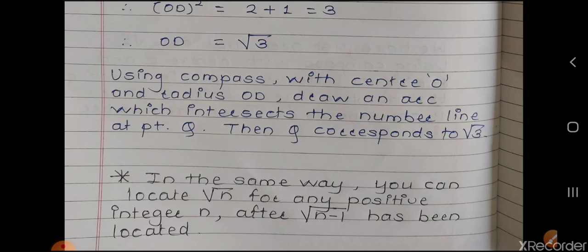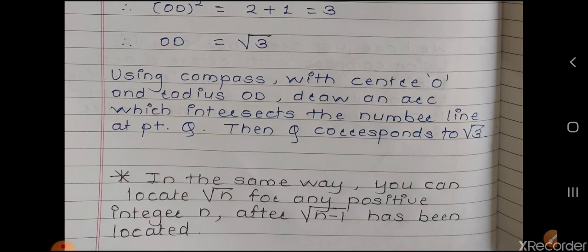So in today's lecture we learned the rational numbers, irrational numbers, and how to locate irrational numbers on the number line. Irrational numbers are the numbers which cannot be represented in the form p by q, where p and q are integers and q is not equal to 0.